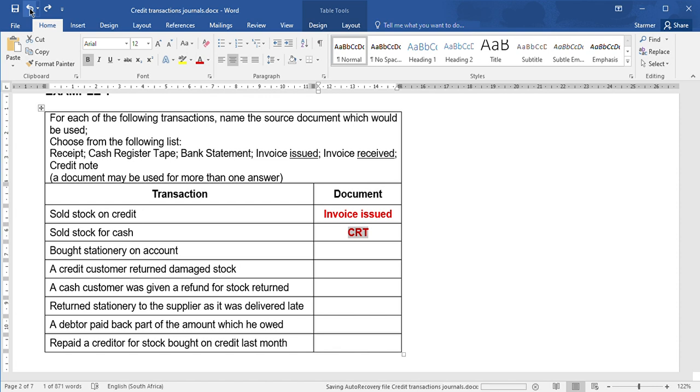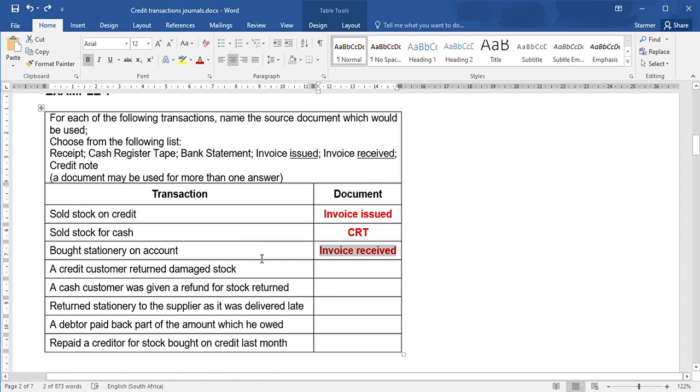If we buy stationery on account, and on credit means the same thing, when we buy the stationery, we are going to receive an invoice from the supplier together with the stationery that we have bought. If a credit customer returns damaged stock, we are going to give him a credit note, stating that stock has been returned by him.